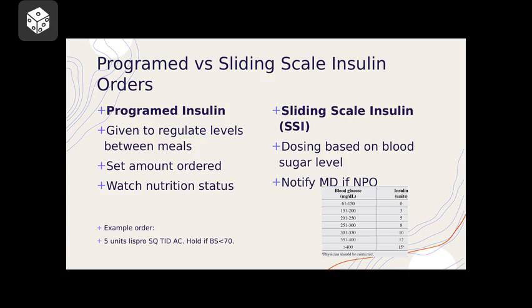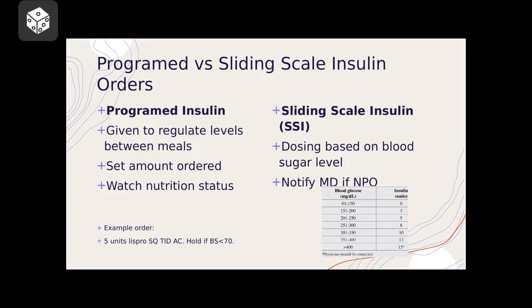Sliding scale is nice in addition to that programmed insulin. Sometimes you'll give programmed insulin to cover for the meal, and then you'll give sliding scale in addition to cover for where their blood sugar is at. Generally, if your patient has been made NPO, we would not give that programmed insulin, but we could still give our sliding scale insulin because the idea is it's covering for where their blood sugar is right at that time.